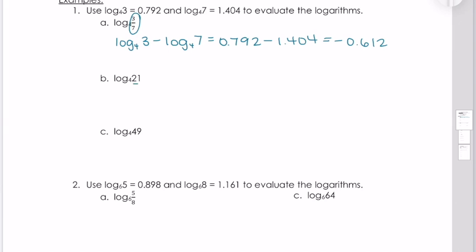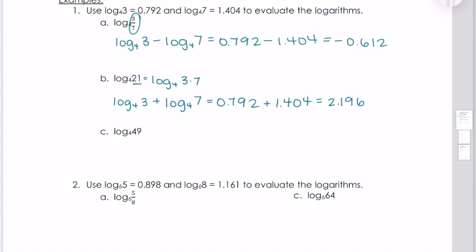All right, 21. How could you get 21 out of 3 and 7? You would multiply. So I have the log base 4 of 3 times 7. So I'm going to add log base 4 of 3 and log base 4 of 7 with the given values in the description of number 1. Type that into my calculator. I end up with 2.196.